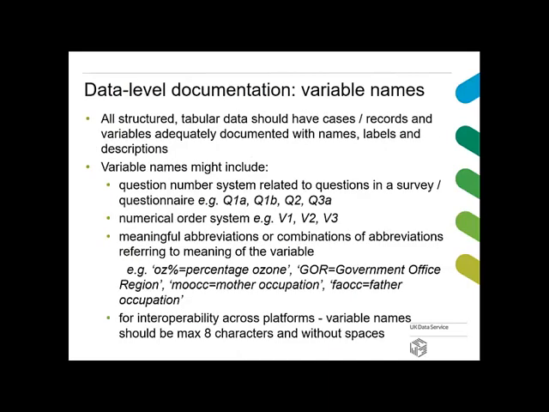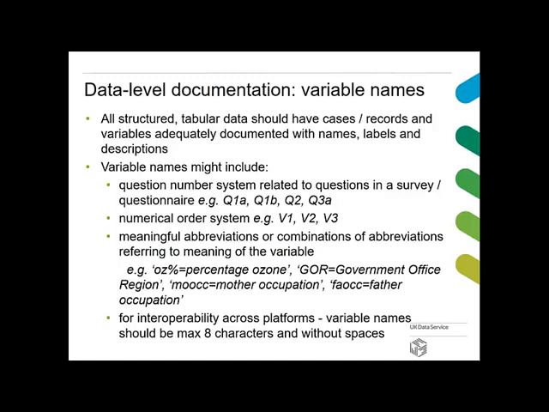So let's think about variable names here. All structured tabular data should have records and variables adequately documented with names and descriptions. So what might these include? These could include, for example, the question number, the system related to the questions in a survey, a numerical ordering system, and meaningful abbreviations or combinations of abbreviations. I've given a few examples here, such as OZ%, which means percentage of ozone, GOR, government office region, and others.